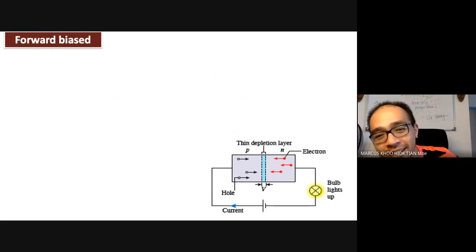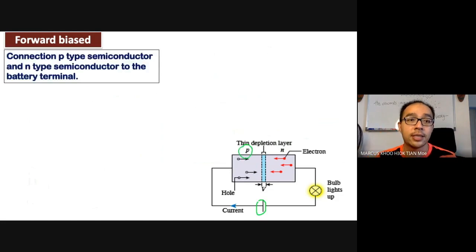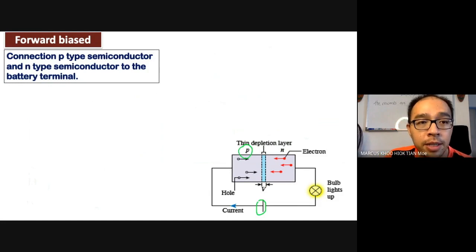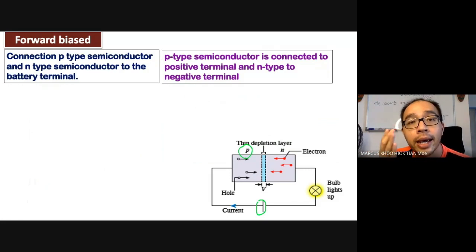Okay, forward bias circuit. As we said, the positive terminal is connected to the anode. The anode is always the p-type conductor. So what happens is this. The p-type and n-type semiconductors are connected to the battery terminals: the p-type is connected to the positive terminal and the n-type is connected to the negative terminal. That's forward bias. The positive terminal of the battery is connected to the anode.